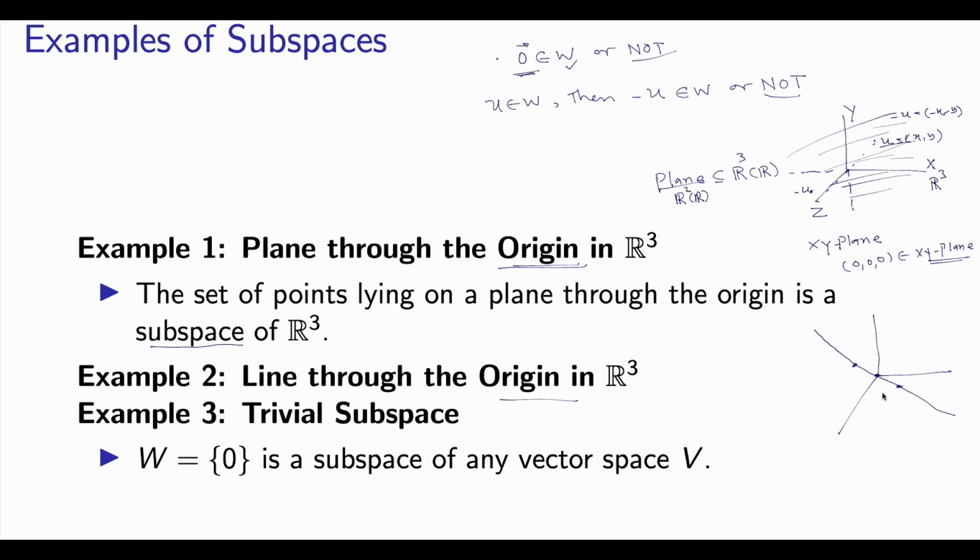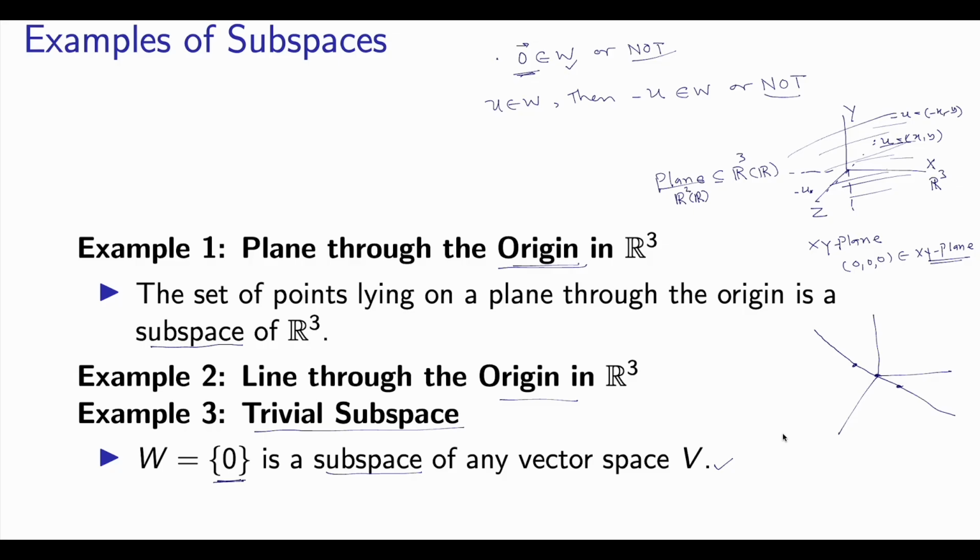Now, one more trivial subspace. If we take only 0 as the zero vector, what is going to happen? This is clearly a subspace because 0 belongs to W. Any alpha times 0 is going to be 0, so this clearly belongs to W. For vector addition, 0 plus 0 is going to be 0, which is again in W. So W is a vector space itself as well as a subset of the given V, only a single point. So this is also a vector subspace.